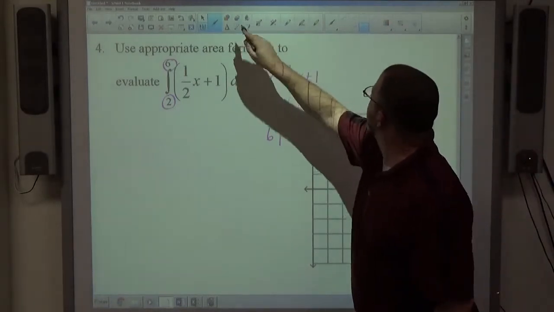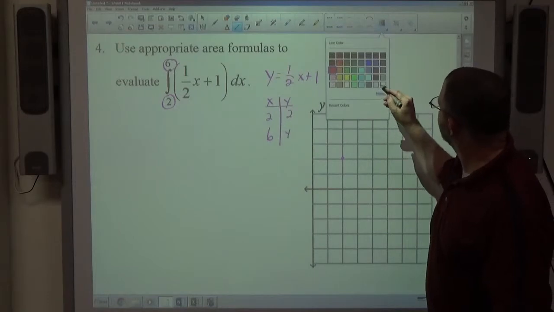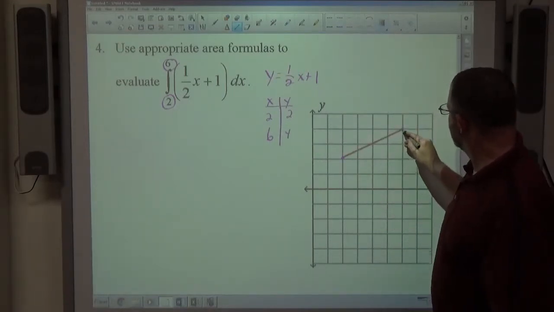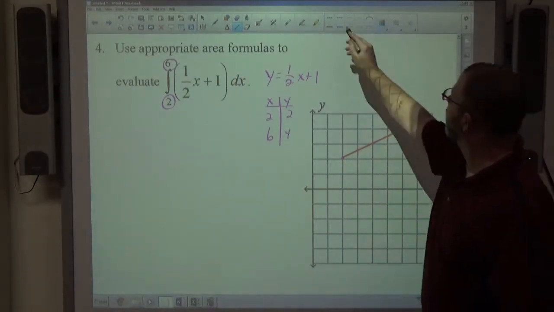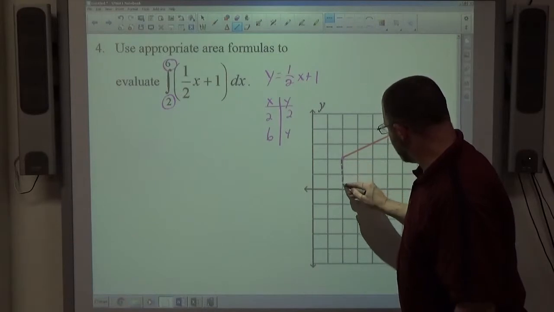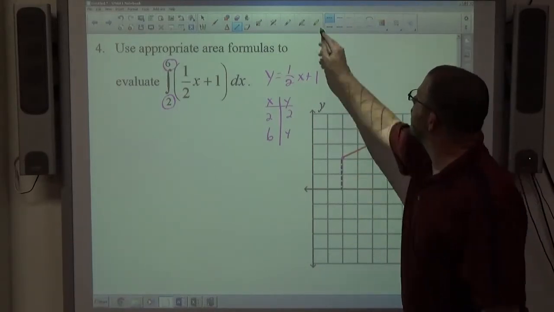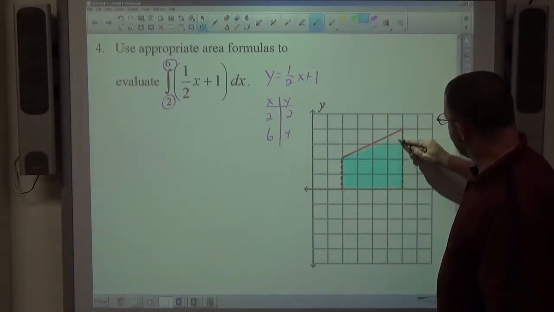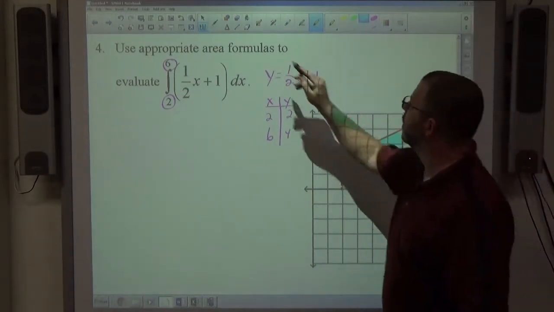And just like that, I get this line. Choose the same purple, oh well, I'll just make it red. That's all it is. It's a line from this point to that point. That's the entire line. And I'm concerned with the area under the curve, so that's what we're trying to find here, is how much space is being occupied right here. And all we have to do to find that is find the area of this trapezoid.